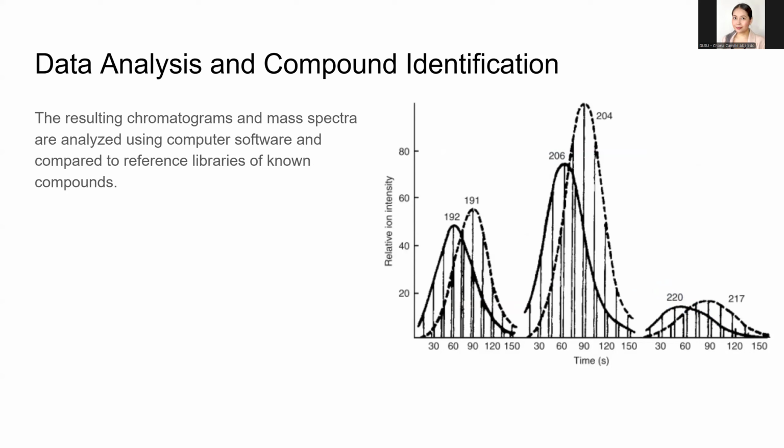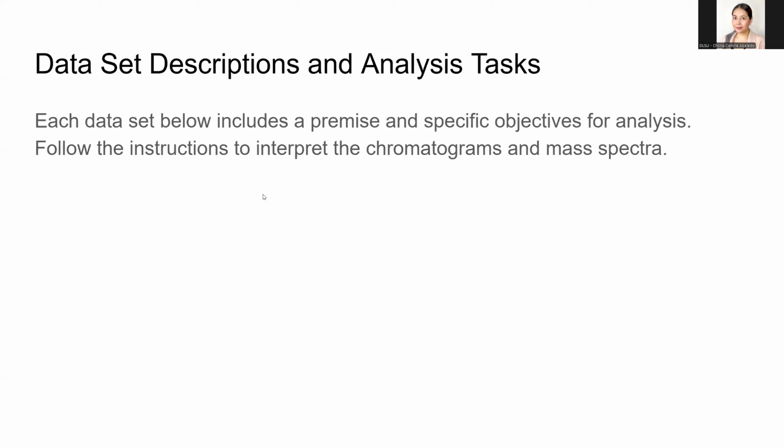And then statistical methods may be employed for quantification. So this final step allows for identification and quantification of compounds in the original sample. By matching retention times and mass spectra to reference data, analysis can draw meaningful conclusions about the sample's composition and concentration of its components. So we now move forward to instructions regarding the class activity.